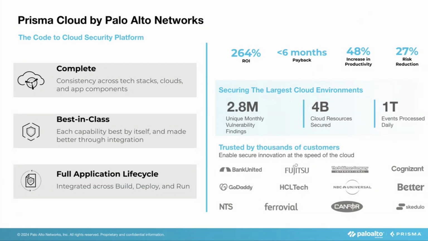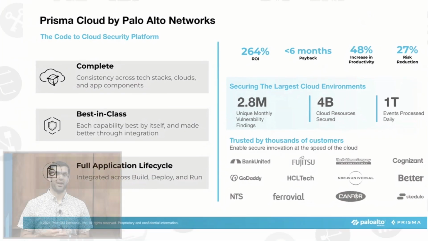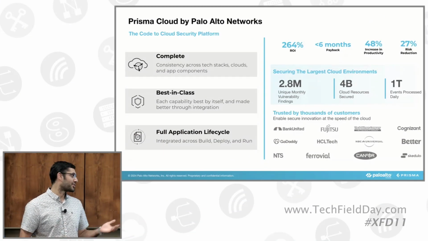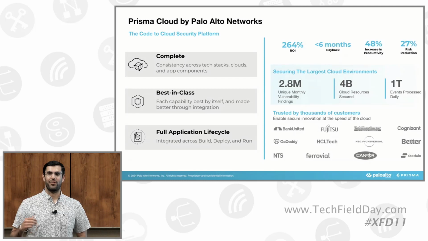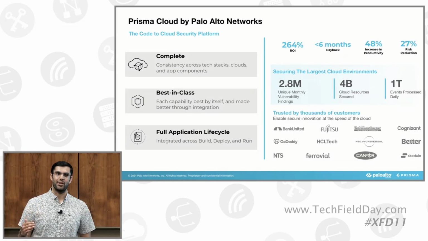We wanted to deliver best in class security on each one by itself, but when combined together, they work together and we can correlate risk. And the last one is we wanted to cover the full application lifecycle, so we provide security across the build, deploy, and run phases of when you build cloud native applications. Today, we secure some of the largest cloud environments. We're trusted by a few thousand customers, as you can see on the slides, and we're looking forward to taking that to the next level with data security.